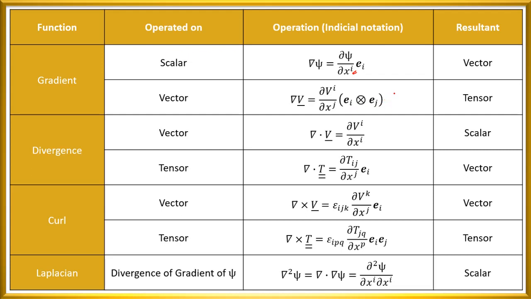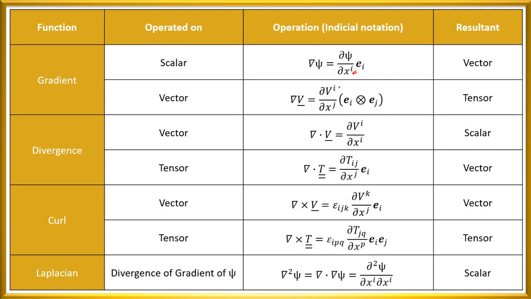We know that when two vectors come together to form a tensor product, the result will be a tensor. A dyad of two vectors is a tensor. Here the operation is a dyad. The operation is not a dot product, not a cross product, but a dyad. Therefore, two vectors under a dyad operation will produce a tensor. And here the derivative of vi is taken with respect to xj.